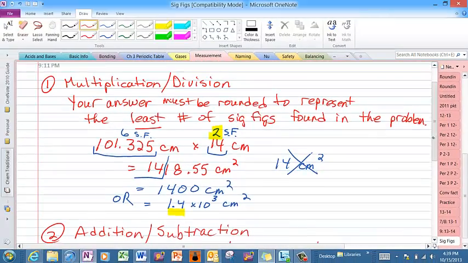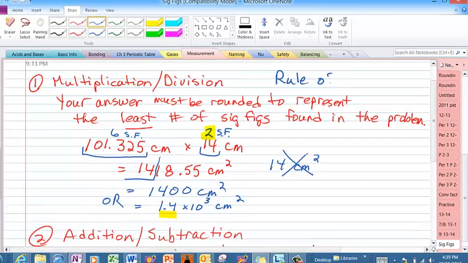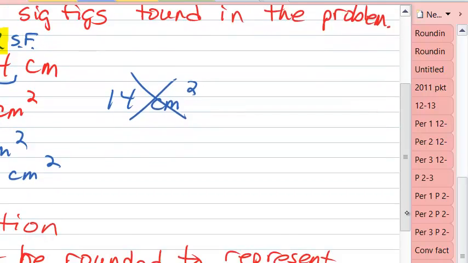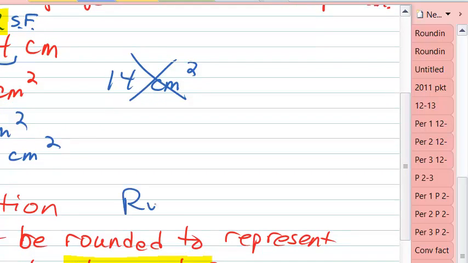Let's go back up and look at our rule of multiplication and division. I call the rule of multiplication and division the rule of sig figs, because I'm looking at how many sig figs are in the number, and I'm taking the least number. If I look at addition and subtraction, I call this one the rule of place value.